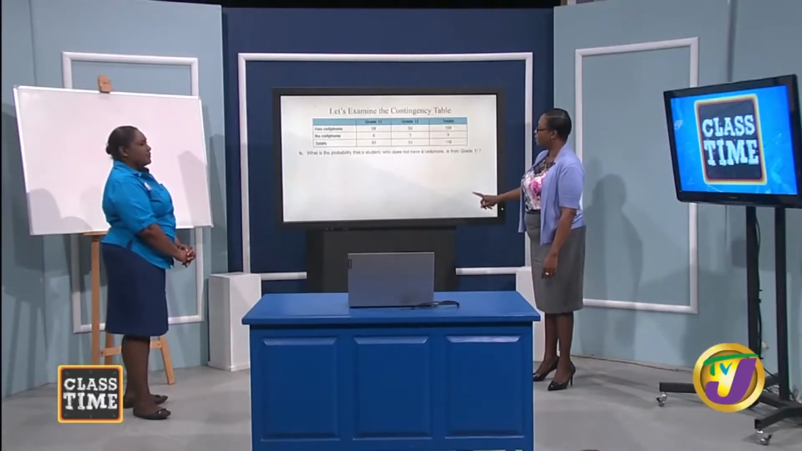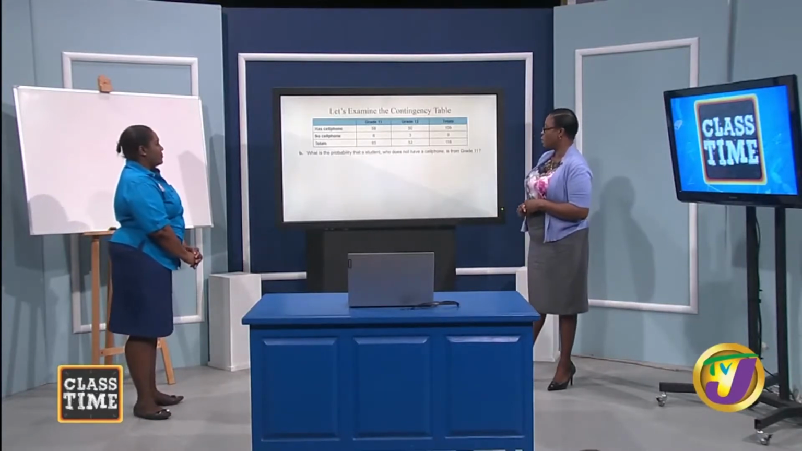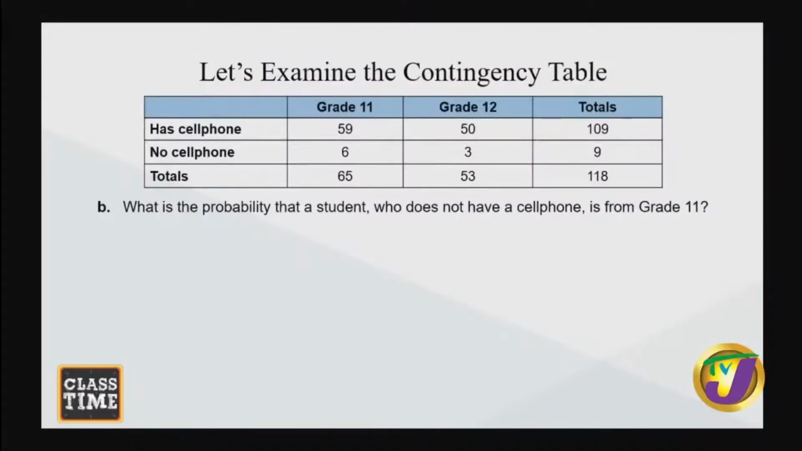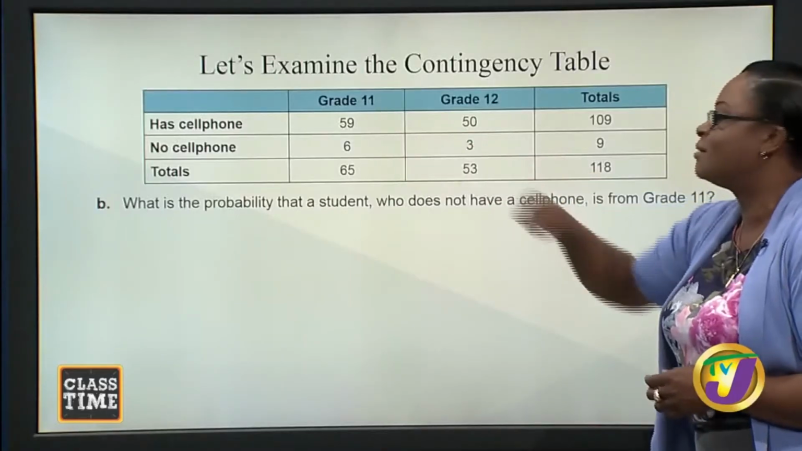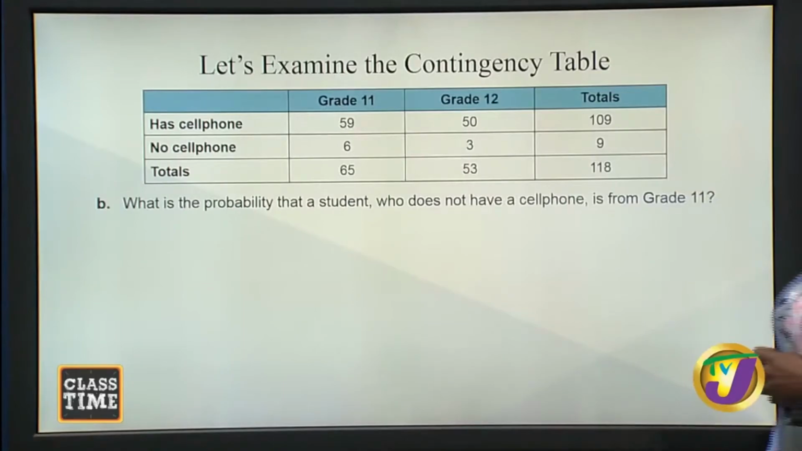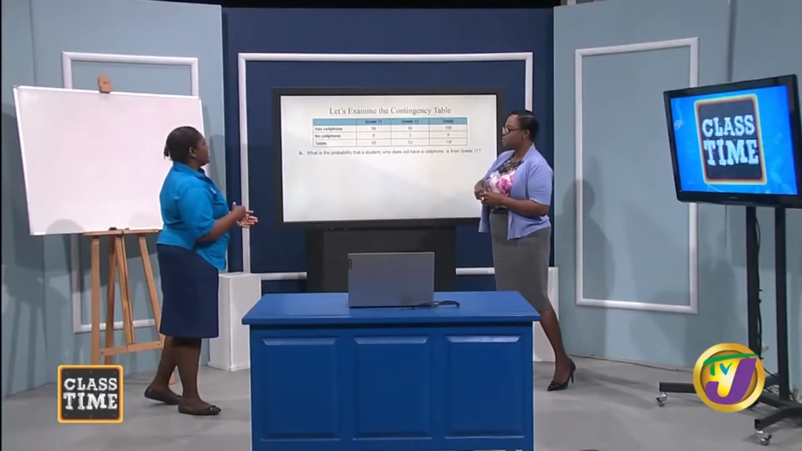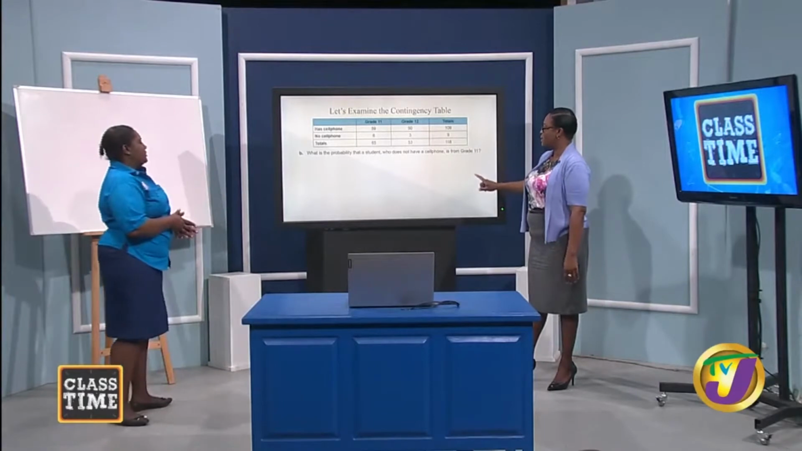Okay. The second question was, what is the probability that a student who does not have a cell phone is from grade 11? So you don't have a cell phone and you are in grade 11. Right. No cell phone, grade 11, 6. Awesome. And the total number of grade 11 students, the total sample space, would be 65.